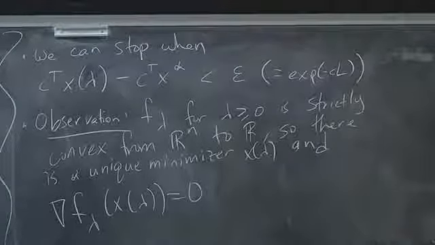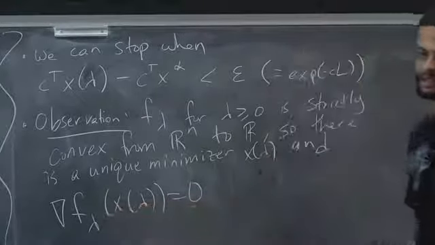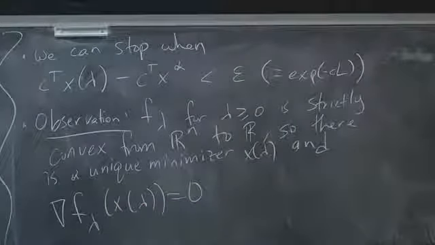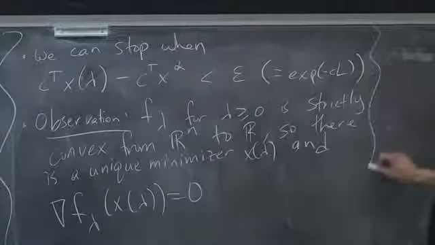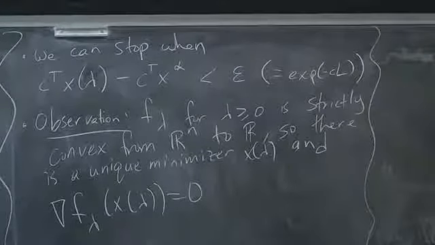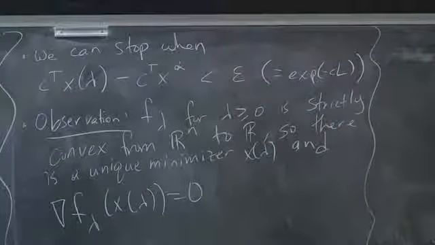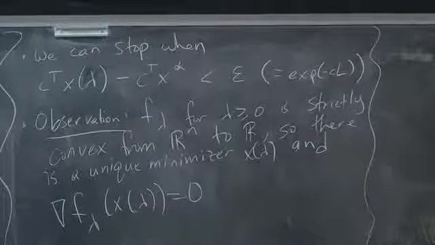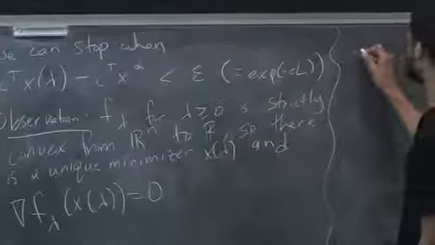So the minimizer of this function f of lambda is the x which makes the gradient 0, right? If people are forgetting their multivariate calculus, hopefully people at least remember in univariate calculus, you want to set the derivative to 0. So just think like that.